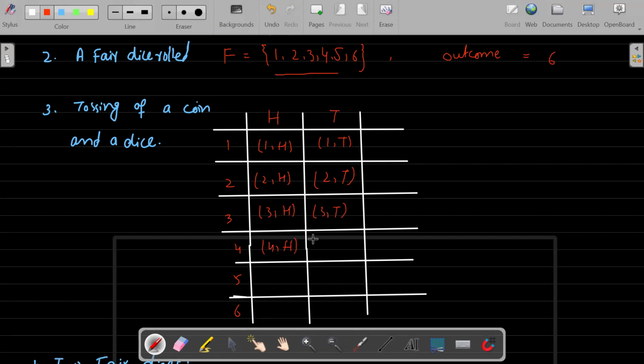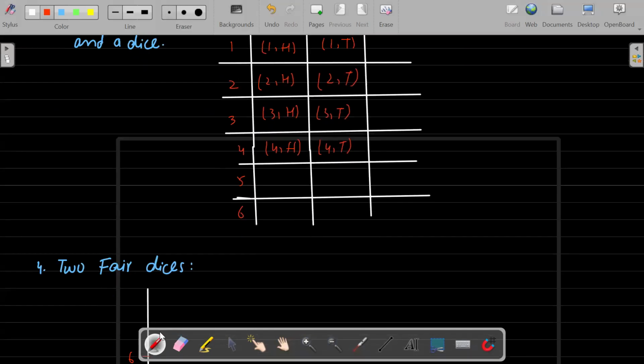4H and 4T. Same, 5H, 5T, 6H, 6T. That will be our sample space.